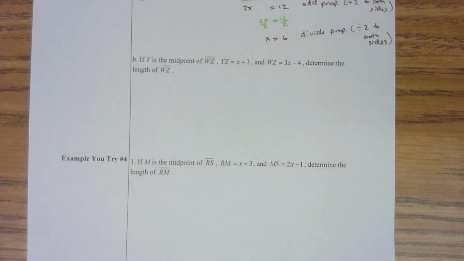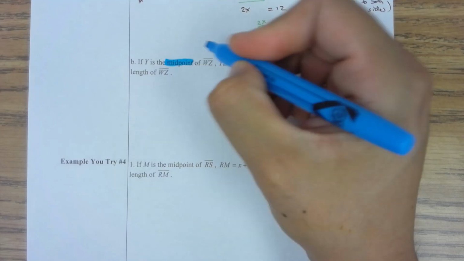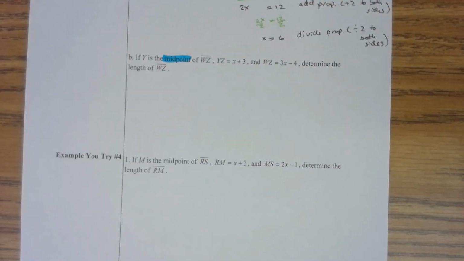If Y is the midpoint of WZ, and YZ is x plus 3, and WZ is 3x minus 4, determine the length of WZ.